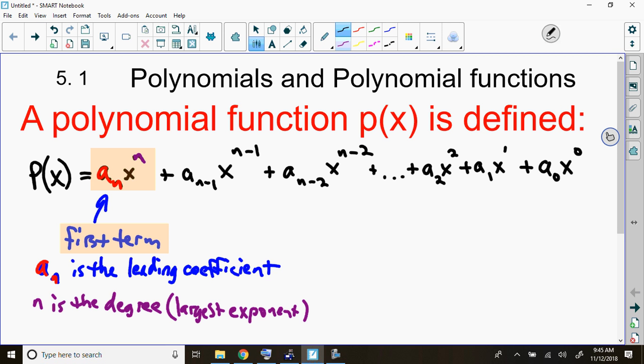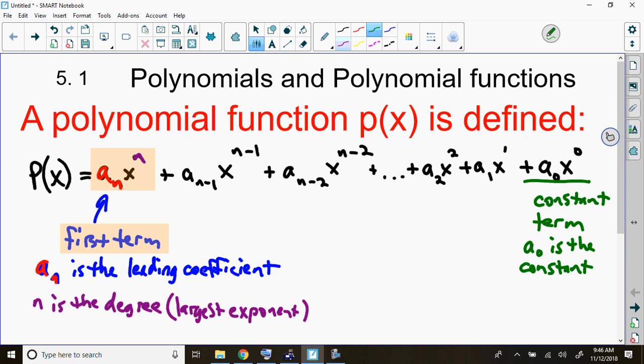So collectively, this whole last thing is called the constant term. Okay. A sub 0 is the constant.